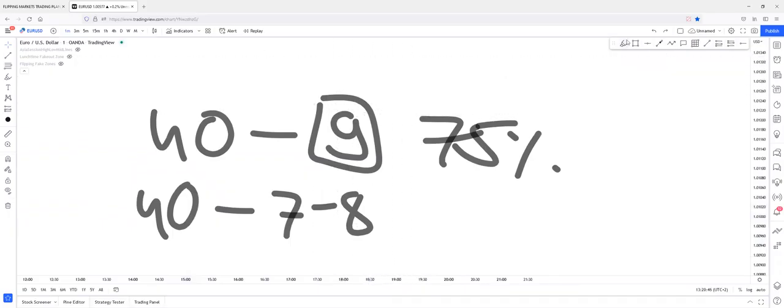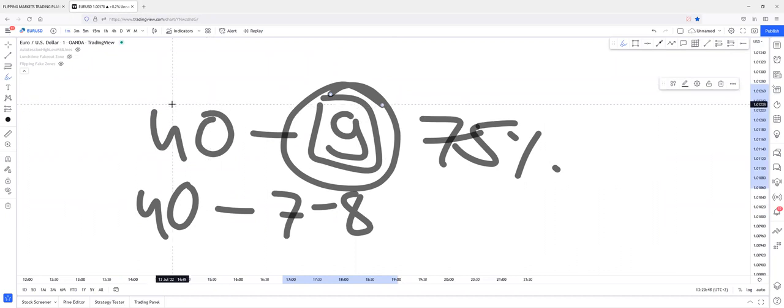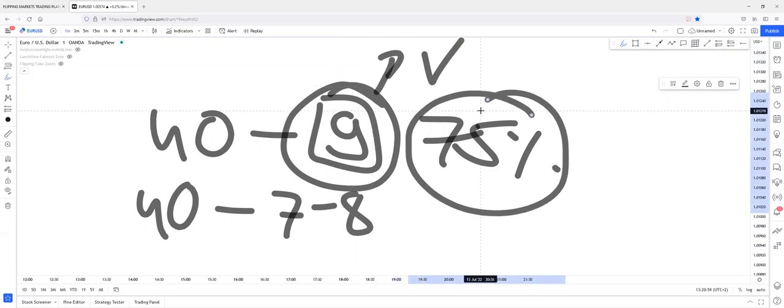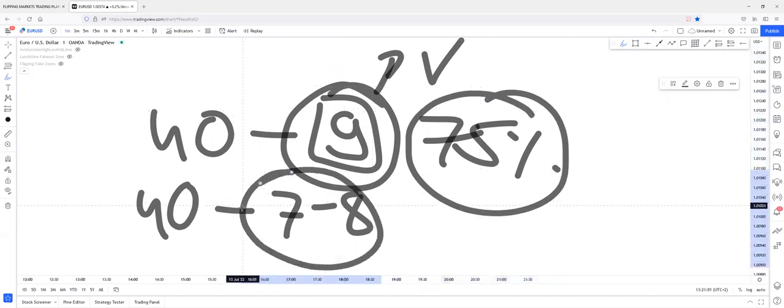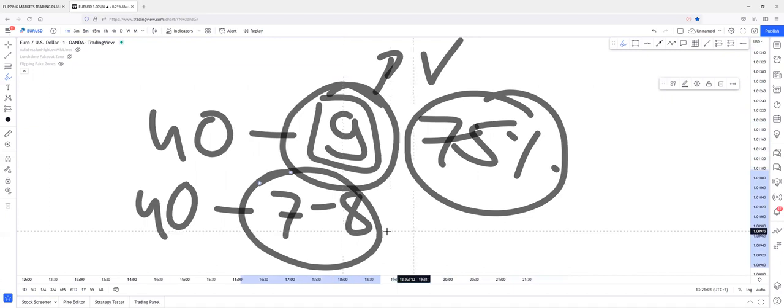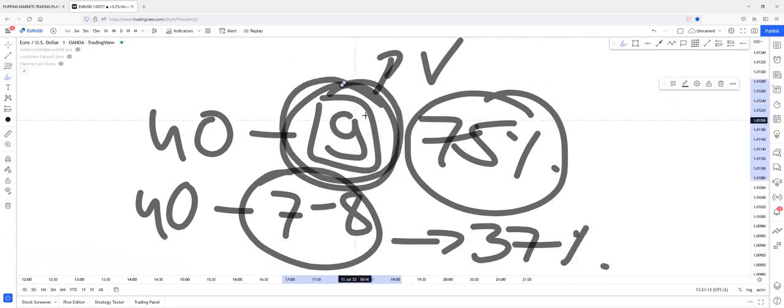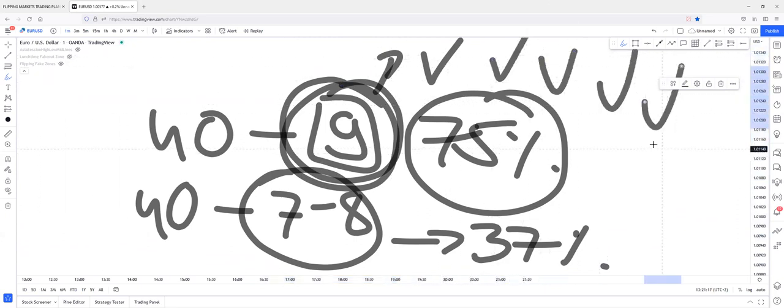So which criteria are you going to use? The 9 criteria, right? You're going to use these 9 criteria for every single entry. If these 9 criteria appear on your screen, you're good to go. You're going to execute it because you know that these 9 criteria have a 75% win rate. If you see these 7 or 8 criteria, you're going to hesitate a little bit because they have a 37% win rate. So you're going to pull the trigger repeatedly without hesitation only on the 9 criteria.